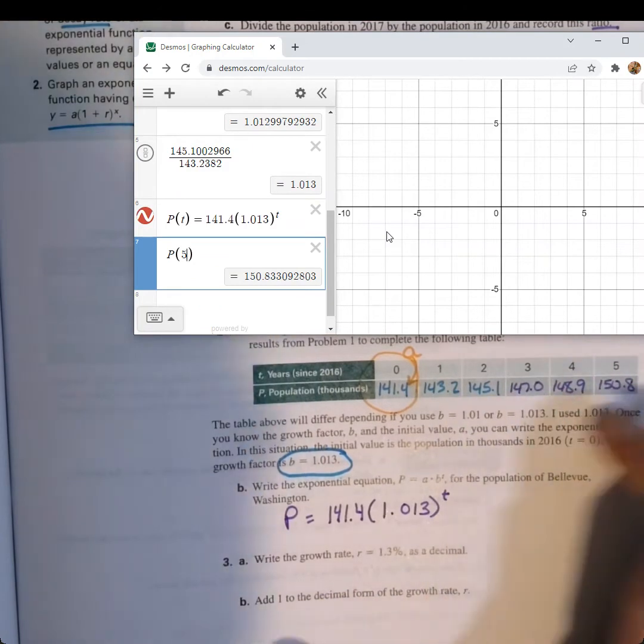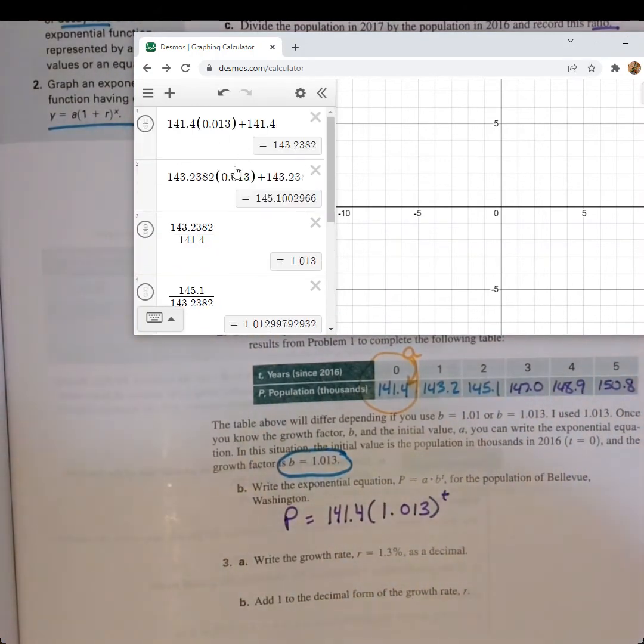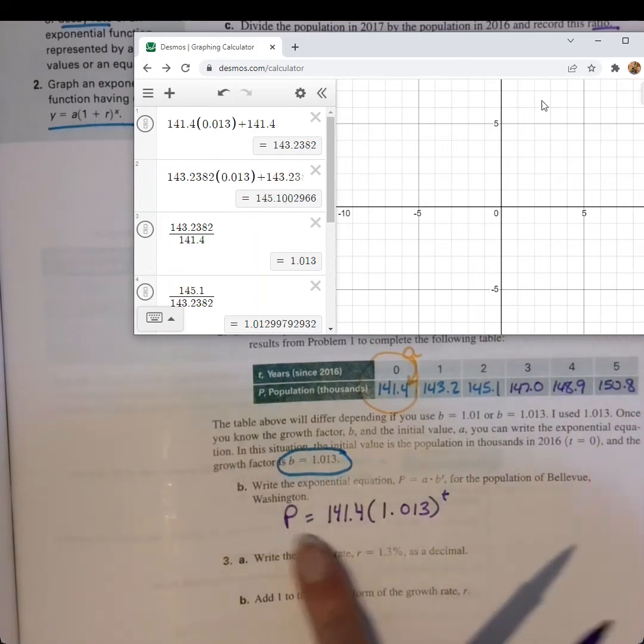So I made those in a different color just because I was using the function to compute those. The same process we used up here to compute them for parts A and B would have been fine. It's just, I think it takes more effort or more time to do that, and I think it's more efficient to use the equation.